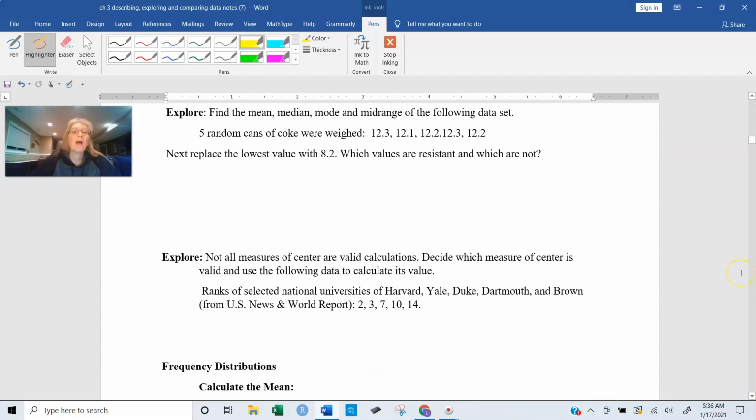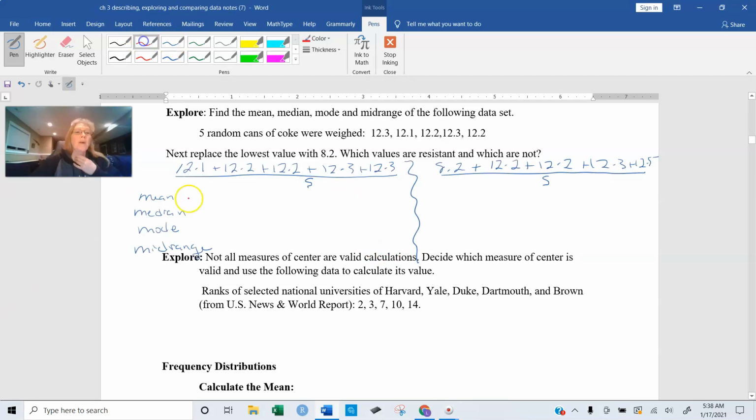All right, I would like you to find the mean, median, mode, and mid-range of the following data set. So pause and please do that. All right, to find the mean, I put mine in order because we'll need to do that for the median. I hope you add them and you divide it by 5. So your mean, or X bar, should have been equal to 12.2.